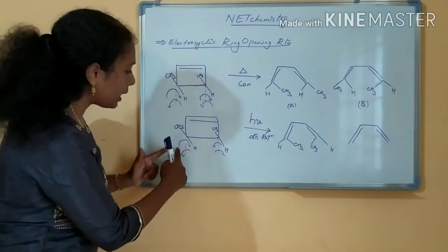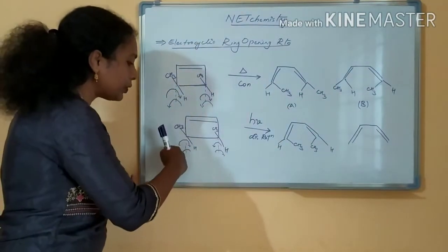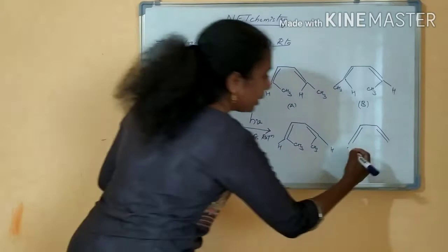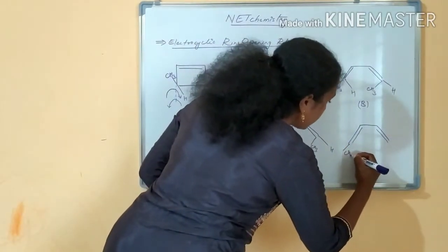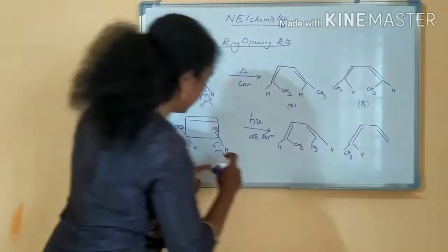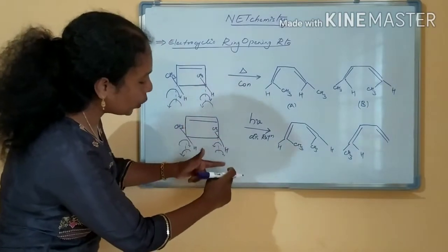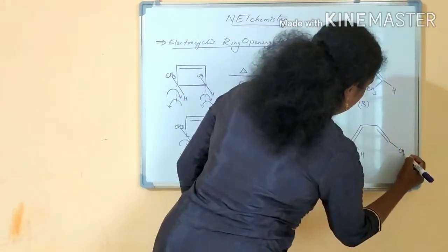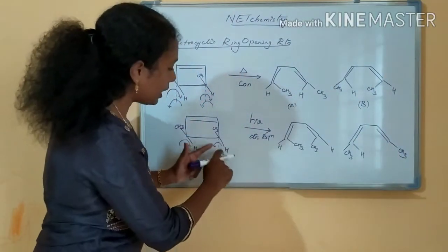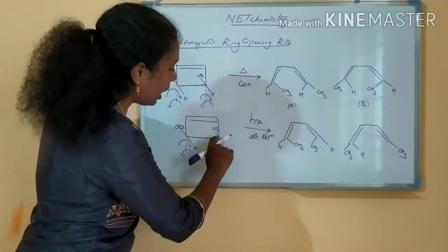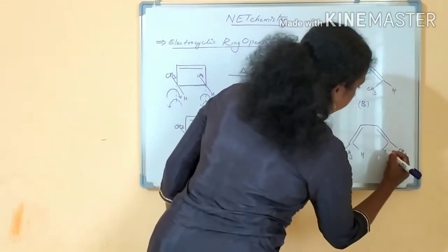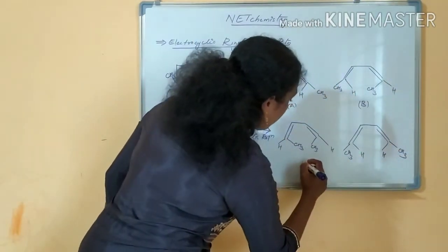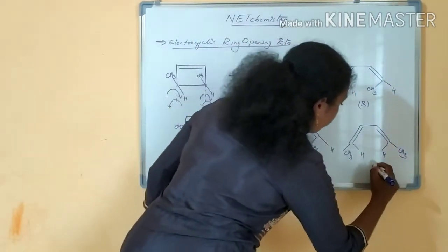If this bond rotates anti-clockwise, what will happen? CH3 will go out and hydrogen will come inside. And if it is in the clockwise direction, CH3 will go out and hydrogen will be inside, right? So two products are formed, A and B.